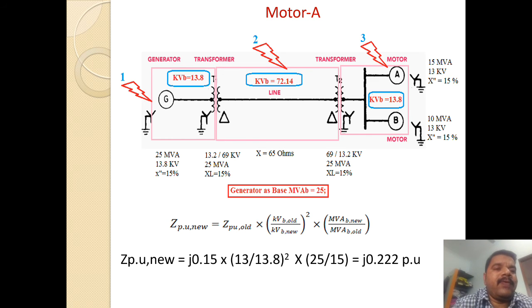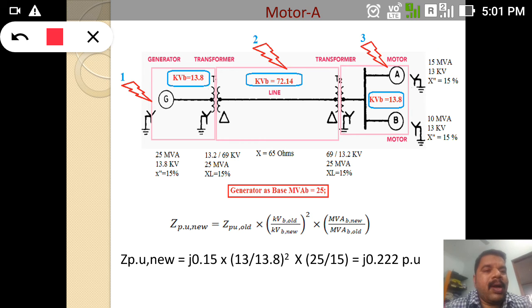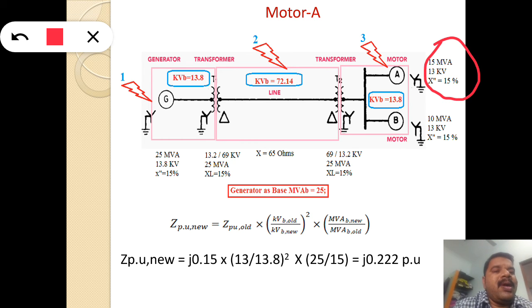Next, I am going to find it for motor A. For motor A, similarly, we have the parameters 15 MVA, 13 kV, X double dash equal to 15%. First, you have to consider which section motor A is under. Motor A is under section 3. For section 3, what is the KVB new value? It is 13.8. The X value is 15%, again given in per unit value.